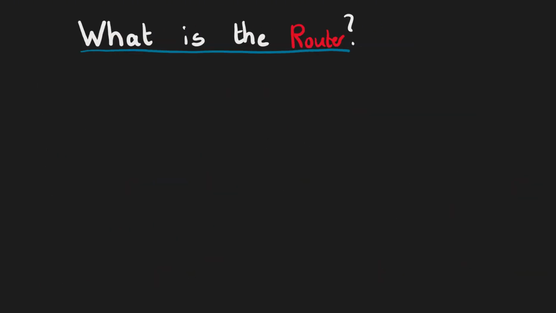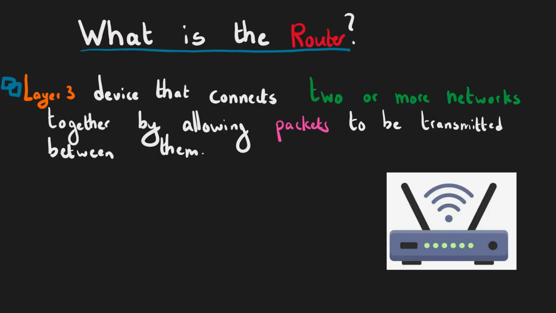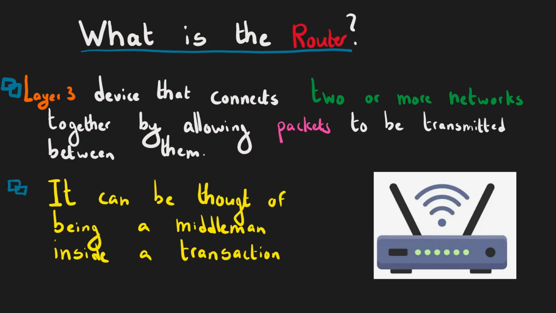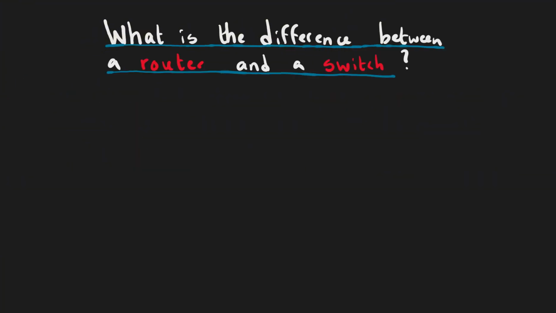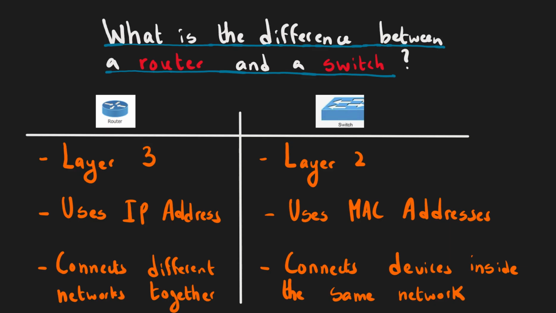Next, what is a router? Well, it's a layer 3 device that connects two or more networks together by allowing packets to be transmitted between them. It may help to think of it as the middleman in a transaction. What is the difference between them? Well, the router uses layer 3, the switch uses layer 2. The router uses IP addresses, whereas the switch uses MAC addresses. The router connects different networks together, whereas the switch connects a device inside the same network.